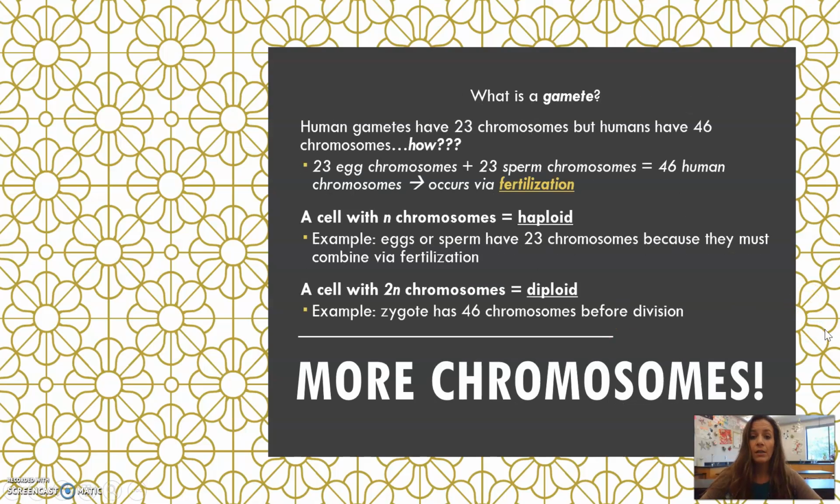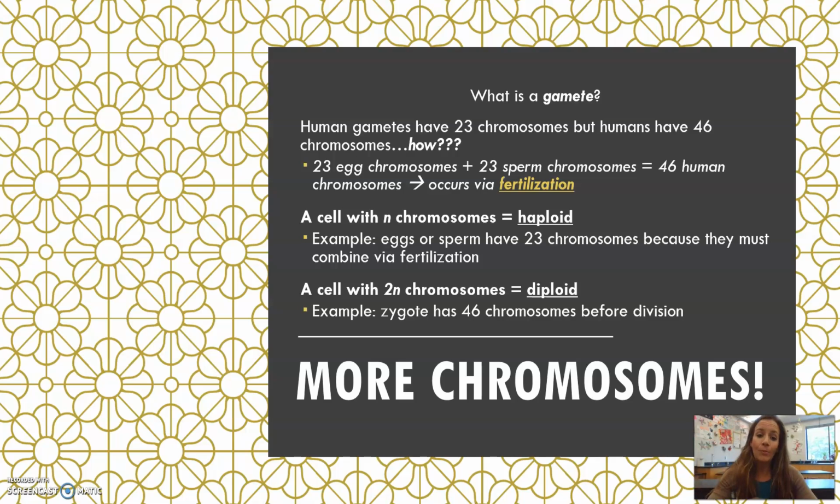So we said they are sex cells or gametes or germ cells. Human gametes have 23 chromosomes, but humans, we have 46 chromosomes in all of our cells. How is this possible? Well, you get 23 chromosomes from the egg that made you and 23 chromosomes from the sperm cell that made you, resulting in 46 chromosomes that occurred via fertilization.